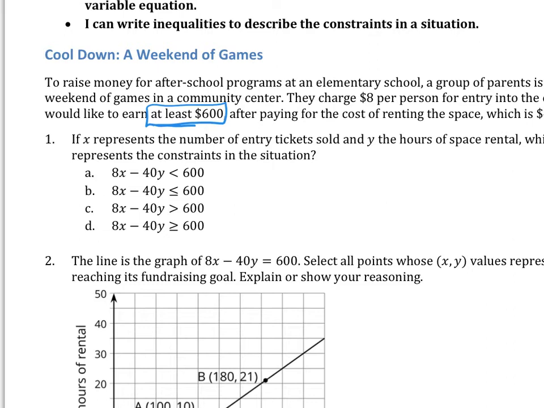So the first one is less than $600. If we earn less than $600, then we would not be earning at least $600. The next one is less than or equal to. The same thing applies. It's not going to satisfy it. If we earn more than $600, that would partially satisfy it, but we could also earn exactly $600. So that means our correct answer is D.